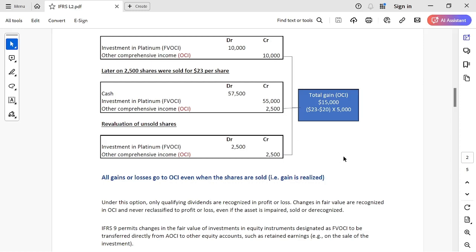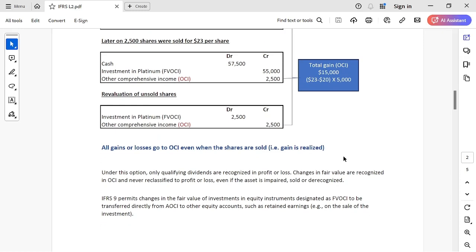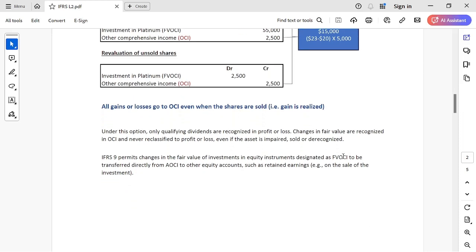So let's have a look at the verbiage here and see how it is discussed. So all gains or losses go to OCI even when the shares are sold, i.e. the gain is realized. So under this option, usually the qualifying dividends, if you receive dividends, that's the only thing that's going to go to profit or loss. That's normal accounting. You're receiving a dividend on an investment that you have, you're debiting cash or receivable, and then you're crediting dividend income, which goes to profit or loss.